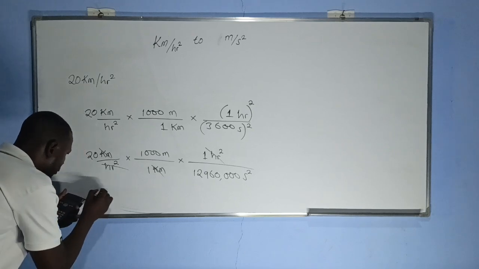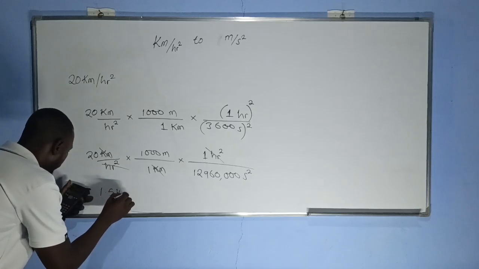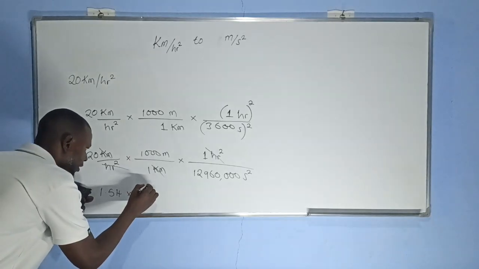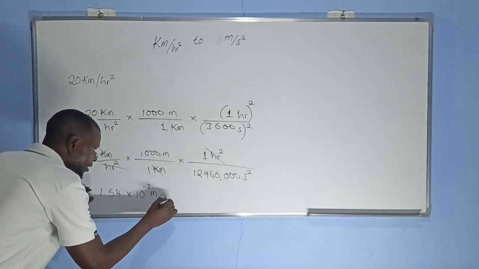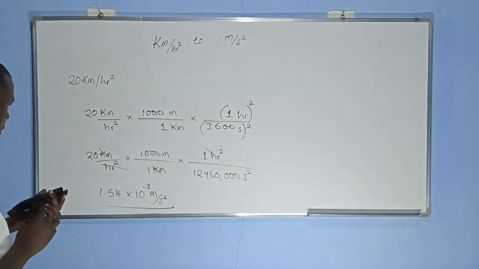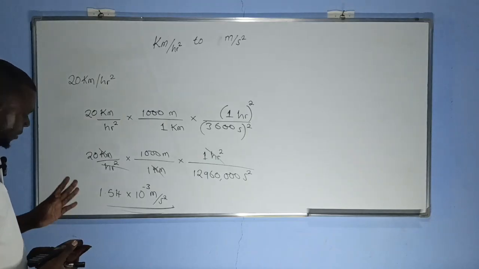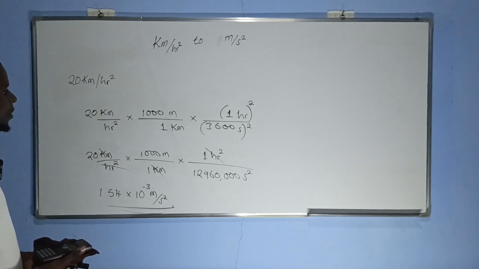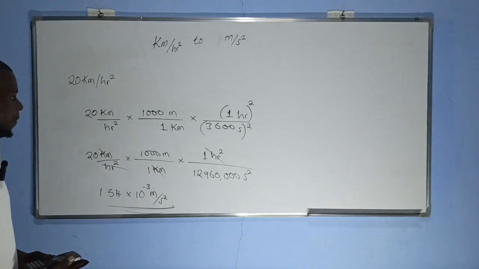And what I'm getting here is a value which is 1.54 times 10 to the power of minus 3. And this will be in the units of meters per square second. So this implies 20 kilometers per square hour will give us 1.54 times 10 to minus 3 meters per square second. So this is how you do it. Just follow the process and you find it easy like that.